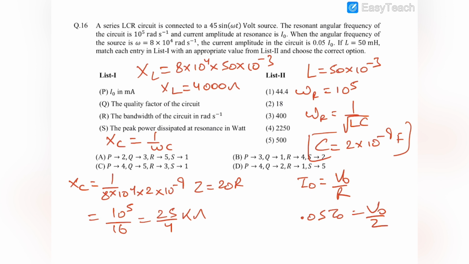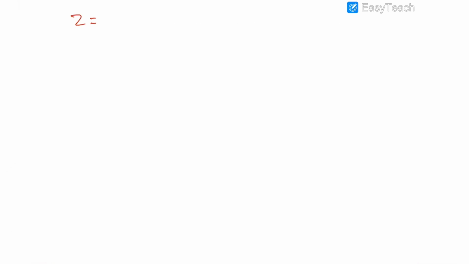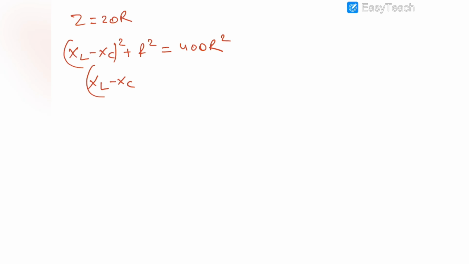So Z is equal to 20R. So XL minus XC whole square plus R square is equal to 400R square, and XL minus XC whole square is equal to 399 R square. By solving this equation, we can find out R, which would be 900 by 8. It is a complex equation, so we have to approximately find the value of R.